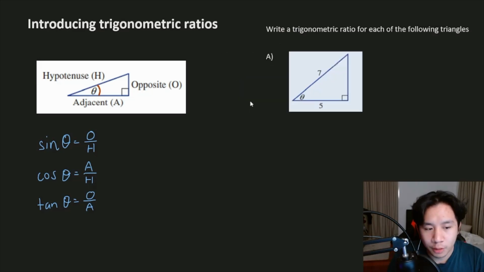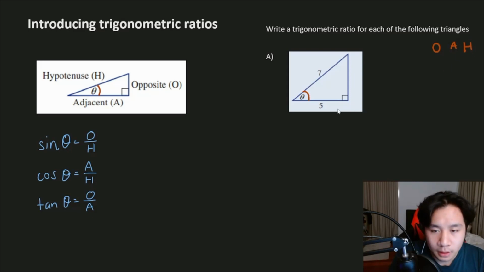Here we're asked to write a trigonometric ratio for each of the following triangles. So this is theta. And to do this question right, you want to consider what you have. So do you have the opposite? Do you have the adjacent? Or do you have the hypotenuse? Okay. And so looking at this one, I know that I have the hypotenuse because this side right here is opposite to the right angle. Now, I also have this 5 right here, and that is the adjacent.